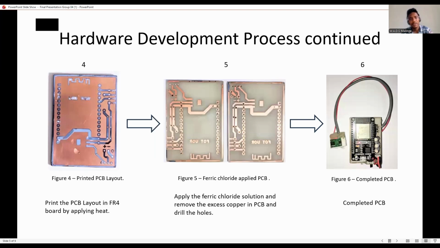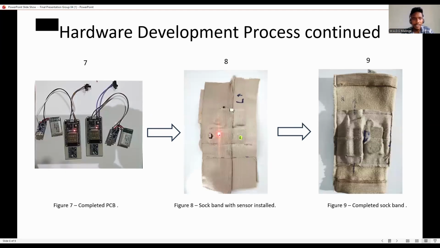Steps 4 and 5 are also related to how the PCB is developed. Finally, we attach the IMU sensor. The green one is the IMU sensor. Then this is the USB board. Figure 6 shows the final component.